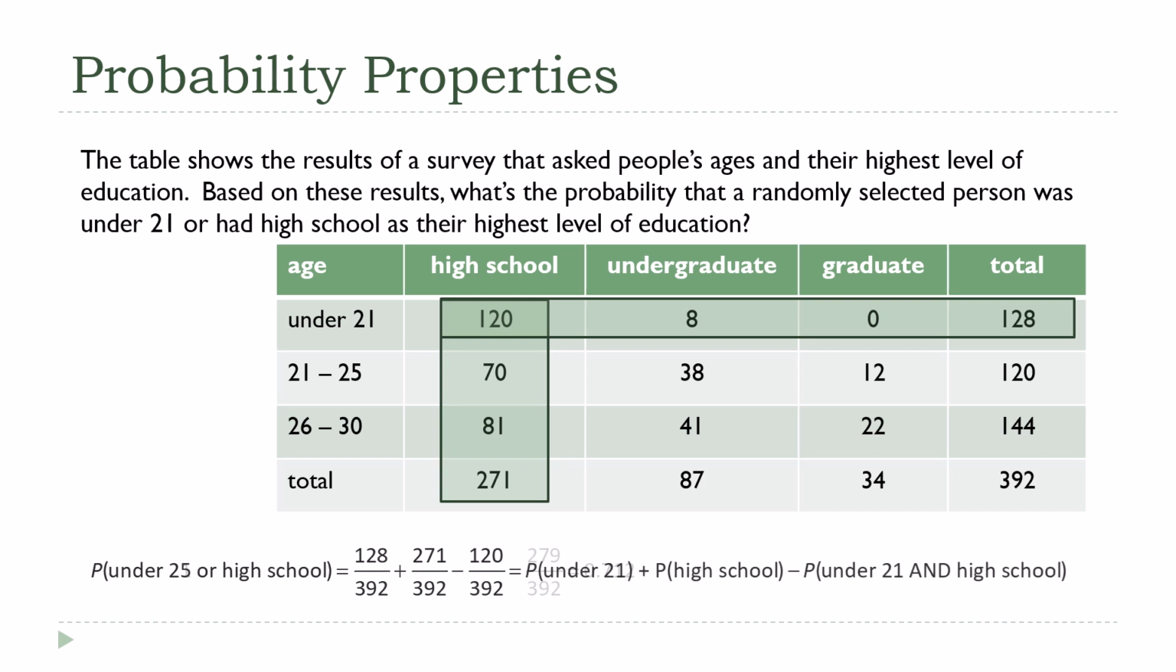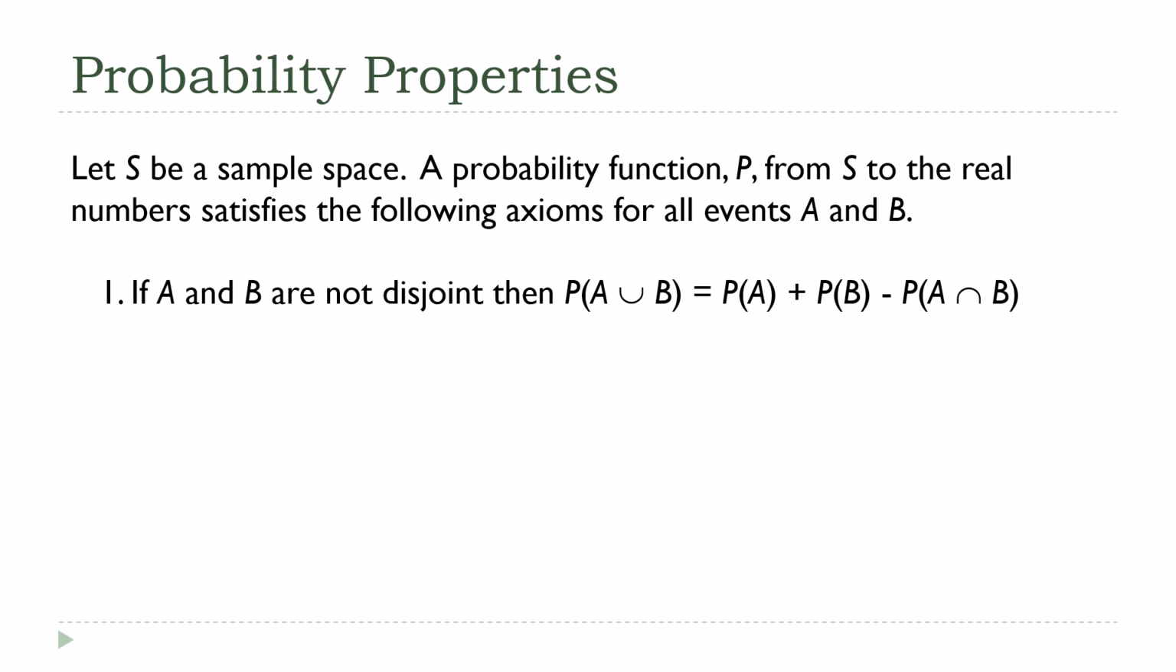Okay, so that brings us to our generalization, right? What we did to find the probability of under 21 or high school was we found under 21 plus high school minus under 21 and high school. Right, and that's our next property of these probability functions. In the case where A and B are not disjoint, then the probability of the union of A and B is the sum of the individual probabilities minus the probability of the intersection of the two events.